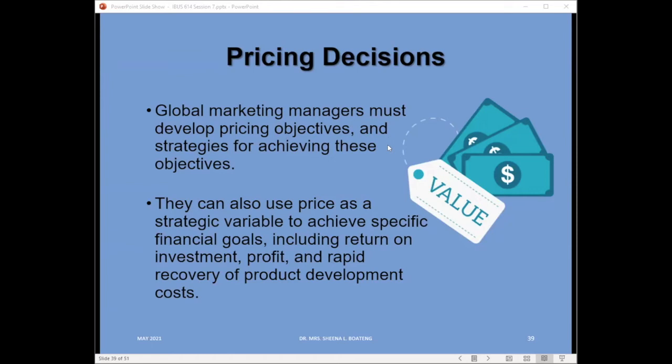So when it comes to global marketing, firms have to be able to set their pricing objectives and decide the strategy they are going to use to approach the achievement of these pricing objectives. And these objectives could be anywhere in the area of the amount of returns they want to get on their investment, the profits that they want to make, right? Or the amount of recovery they want to make from what they spent when they were developing the product for sale in this foreign market. These are all different kinds of objectives that the firm can decide to put in place with regard to their pricing and set in motion strategies to be able to adopt them.